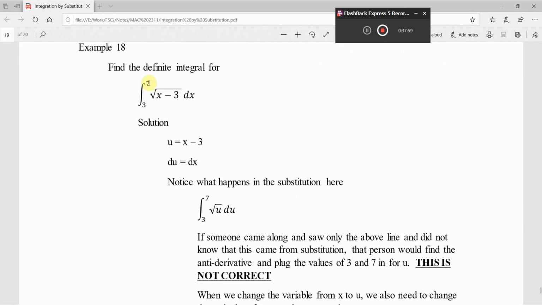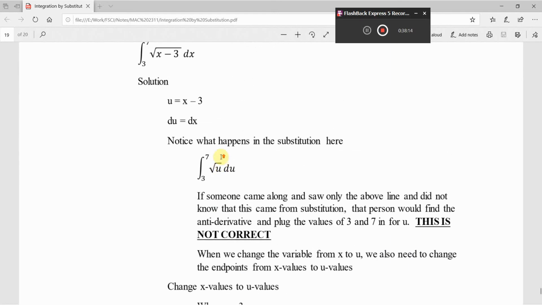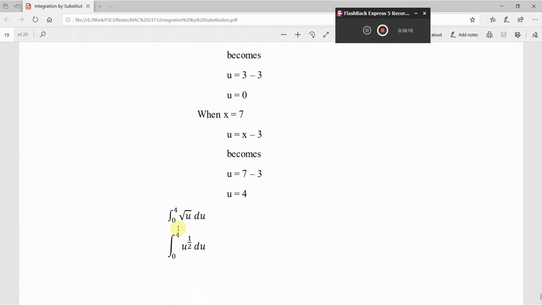The other endpoint was a 7. So when x is equal to 7, u equal to x minus 3 becomes u is equal to 7 minus 3, which gives me u is equal to 4. So this integral, instead of saying 3 to 7, that should have said the integral from 0 to 4 of the square root of u times du. Now if somebody walks in and sees this, then they know what to do.